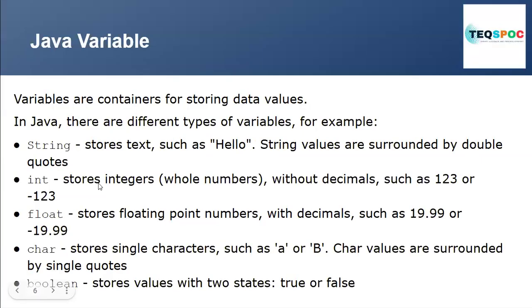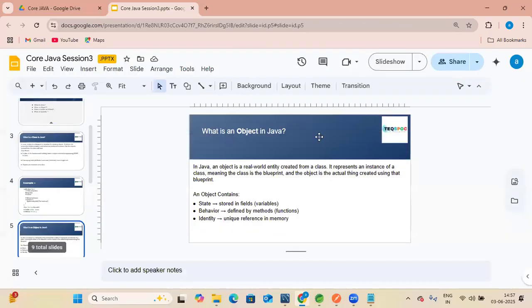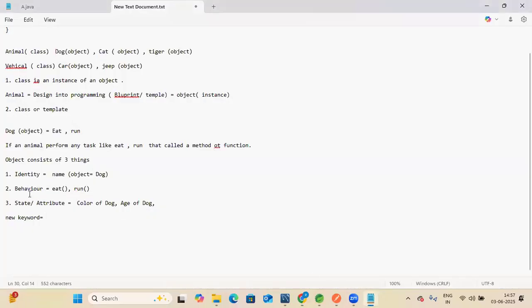Now let me show you how to create an object. First see, we will create an object with the help of the new keyword. So what is the new keyword? The new keyword sends a request to the class so that the class will create an object. With the help of the new keyword, we are creating an object of a class.